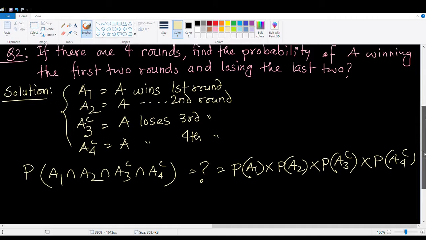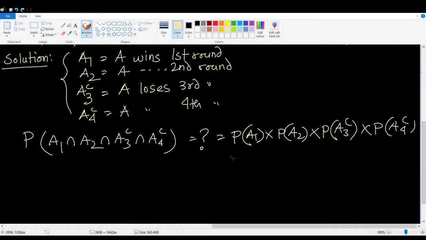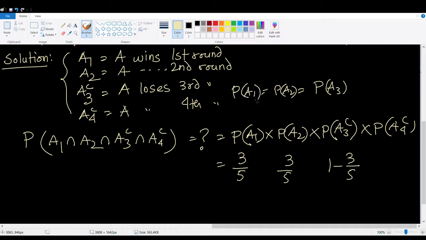All right, now we already know that P of A1 and P of A2 are 3 by 5, and P of A3C will be 1 minus 3 by 5, right? Because P of A1, P of A2, P of A3, and P of A4, all 4 of these probabilities are 3 by 5. That's given in the question. So the complement of this event will be 1 minus 3 by 5. Similarly, this will also be 1 minus 3 by 5.